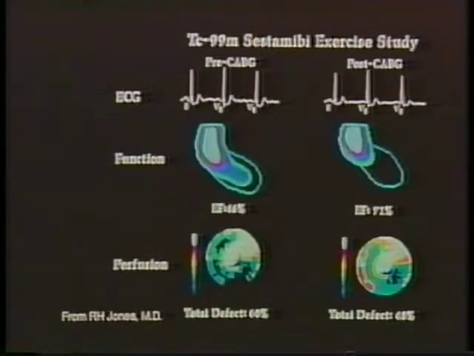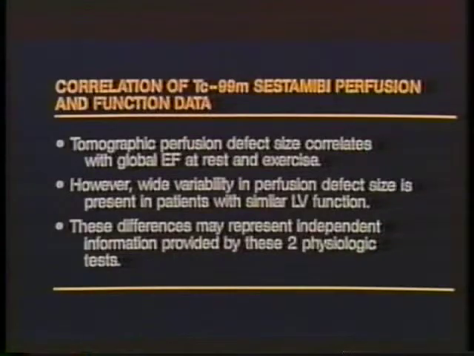The 3 types of information collected in a combined function perfusion study are presented here for a patient who underwent imaging with cardiolite before and after coronary artery bypass graft surgery. His ejection fraction increased and his ECG normalized after surgery. Tomographic perfusion defect size correlated directly with end systolic volume and inversely with ejection fraction at rest and during exercise. However, perfusion defect size often varied widely in patients with similar left ventricular function. This independence between measurements of perfusion and function suggests that simultaneous assessment of the 2 physiologic variables could improve the diagnostic and prognostic information of radionuclide tests.